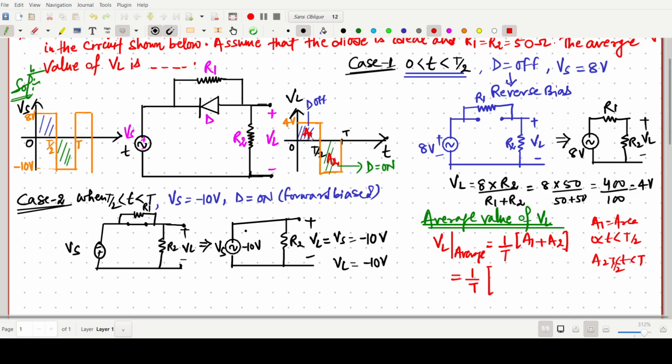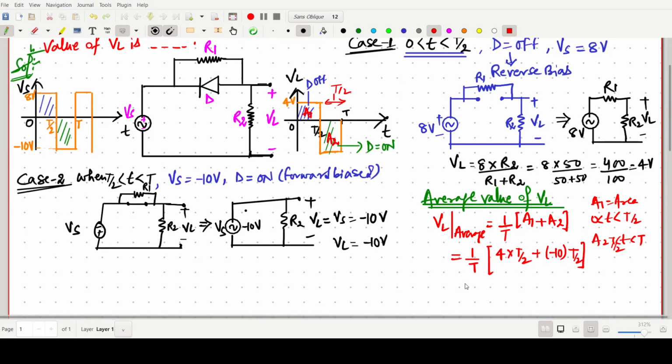Now the area for A1 is nothing but simply 4 volt, this length is 4 and this length is T by 2, so 4 into T by 2. Now this length is also T by 2 and this one is minus 10, so we can write minus 10 into T by 2.